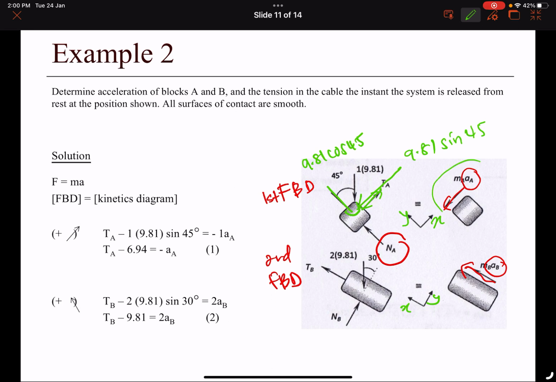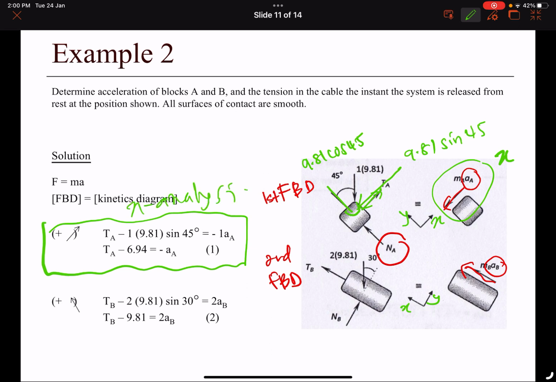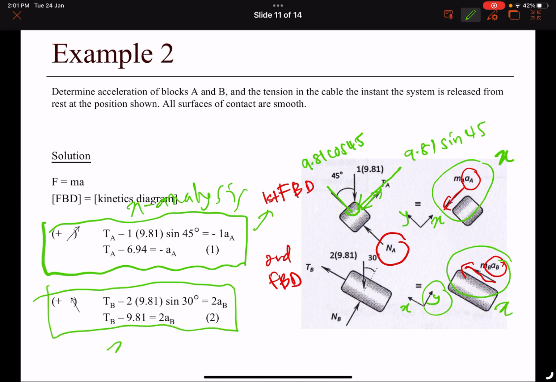So this one is only the x component. The y component is no longer available here. So this solution is for the x analysis for the first FBD. You no need to find the y analysis because it will be equal to 0. And the second FBD, this one is only x analysis, so y will always be 0.